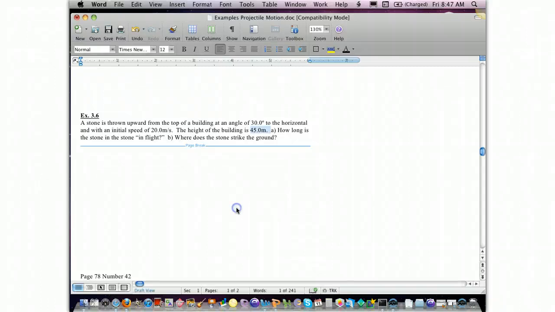Okay, this will be the third type of example problem that we're going to do. It's example 3.6. The difference between this one and 3.5 is that this one is thrown off the top of a building. It's still thrown at an angle, so we have to solve for the initial components. But some things are a little bit different since we have that initial height.